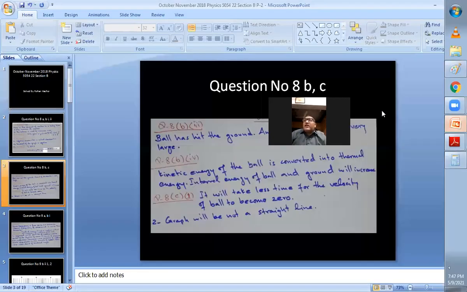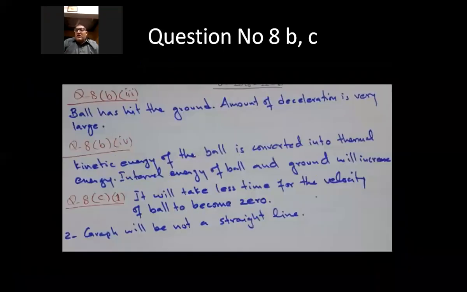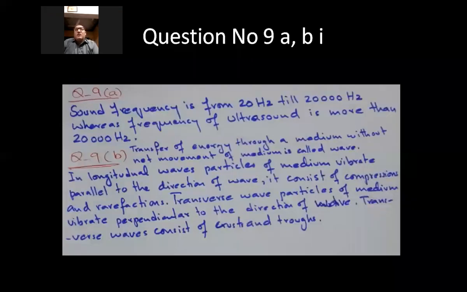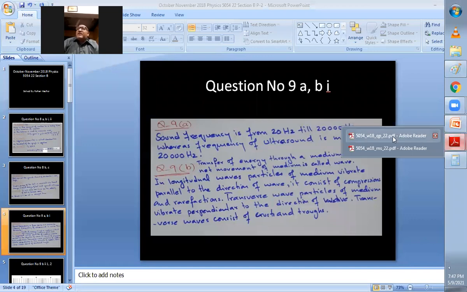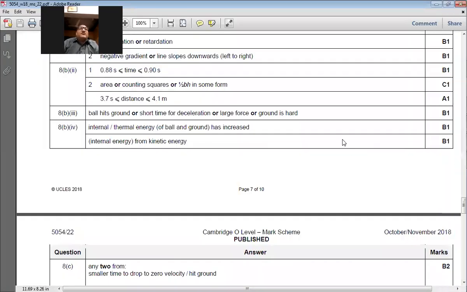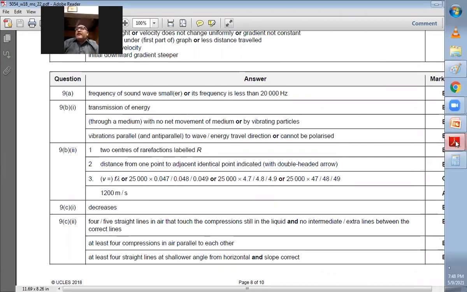Let's check what I wrote, and then we will see what the marking scheme is. Sound frequencies are from 20 hertz till 20,000 hertz. We are talking about sound which we can hear, whereas the frequency of ultrasound is more than 20,000 hertz. Let's check what the marking scheme has to say, because of the wording I used: frequency of the sound wave is smaller, or its frequency is less than 20,000 hertz. So that was question number 9, A part.